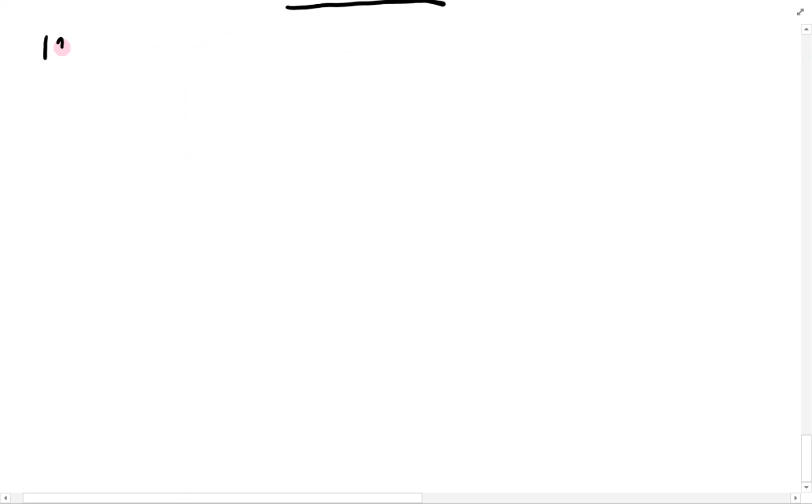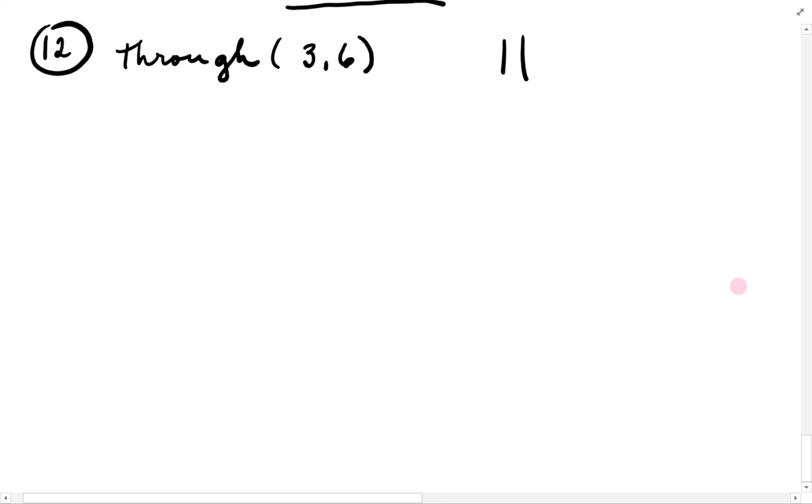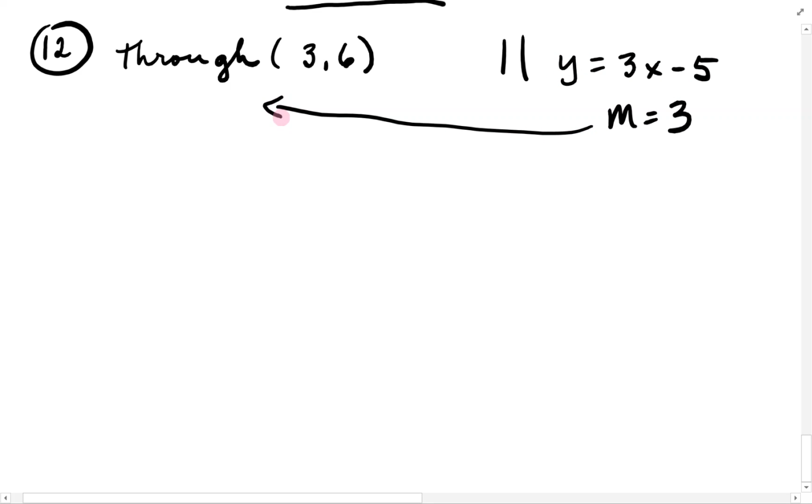Number 12. Find the equation of the line through, here comes a point, (3, 6), parallel to, and I'm using the symbol for parallel, y equals 3x minus 5. Well, if two lines are parallel, they have the same slope. The slope of the given line is 3. That means that the slope of my line is 3. Parallel, same slope.